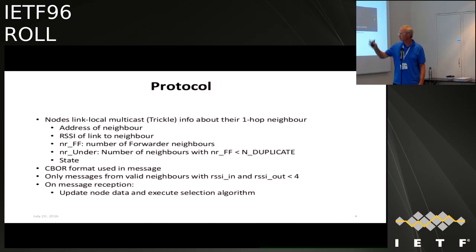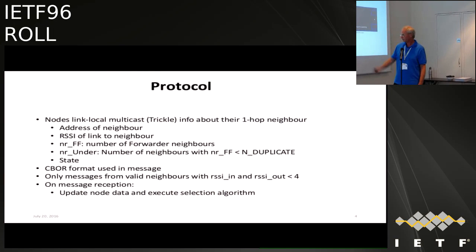So what is the protocol? The nodes send link-local multicast. They use Trickle for this, to send info about the one-hop neighbors. And what info? It is the address of the neighbor, the RSSI of the link, the number of forwarder neighbors that they have at the moment, and n_under, which is the number of neighbors that they see where the number of forwarders that those neighbors see is available. So if all the neighbors have 2 forwarders visible, you will see that n_under is equal to the total.